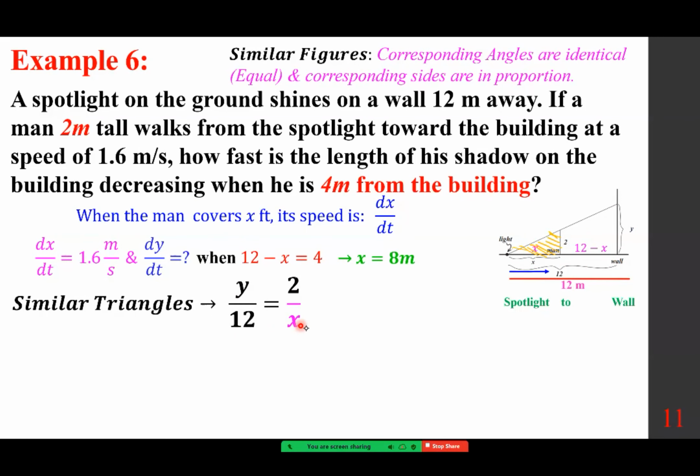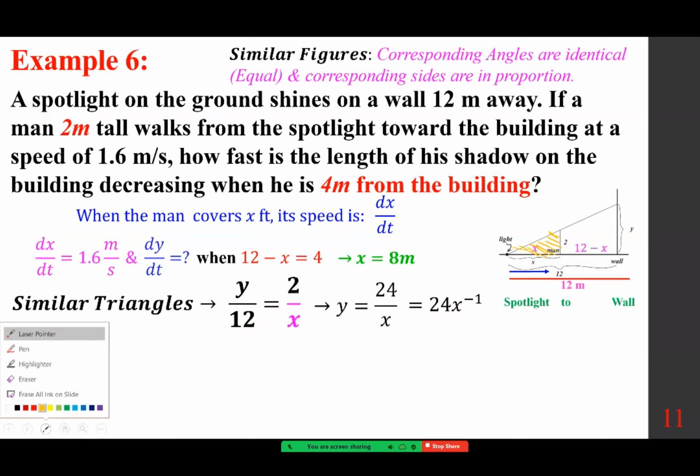And I hope you realize that I can multiply this one by 12. Cross product, I get 24 over x, or 24 x to the power minus 1. I'm assuming this is elementary algebra. Nobody has any problem with that. To differentiate, this is 24 times negative 1 x to the power of negative 2. Let me just write it down.